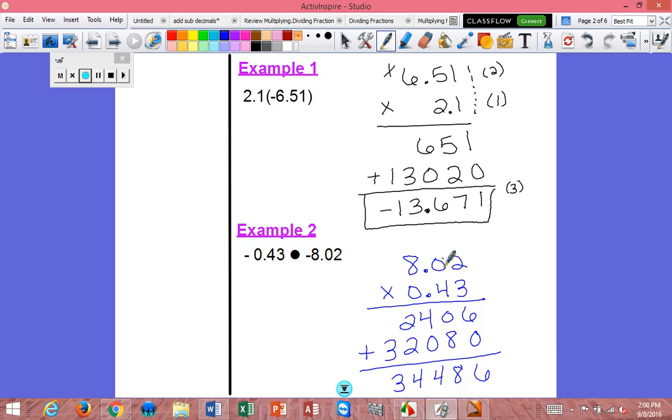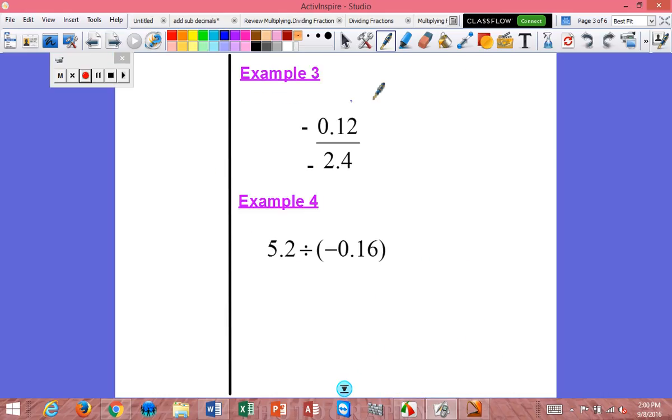And if I look up here, I have 1, 2, 3, 4 decimal places, so I'm moving 1, 2, 3, 4 places in the answer. We have a negative times a negative. Those are the same signs, so we leave this a positive number.